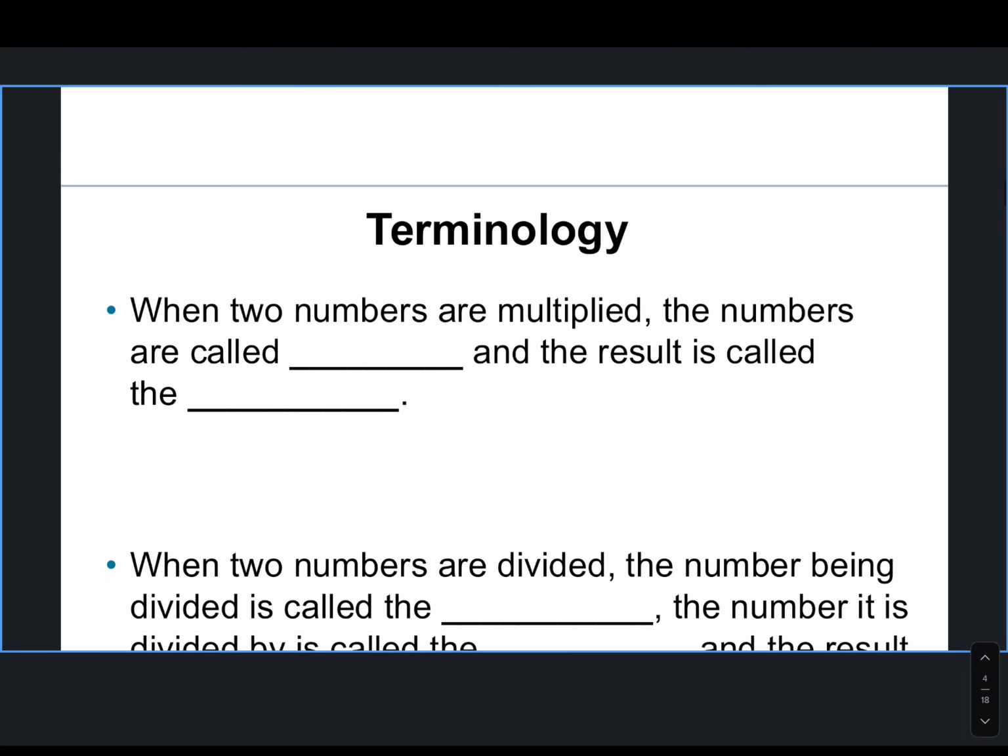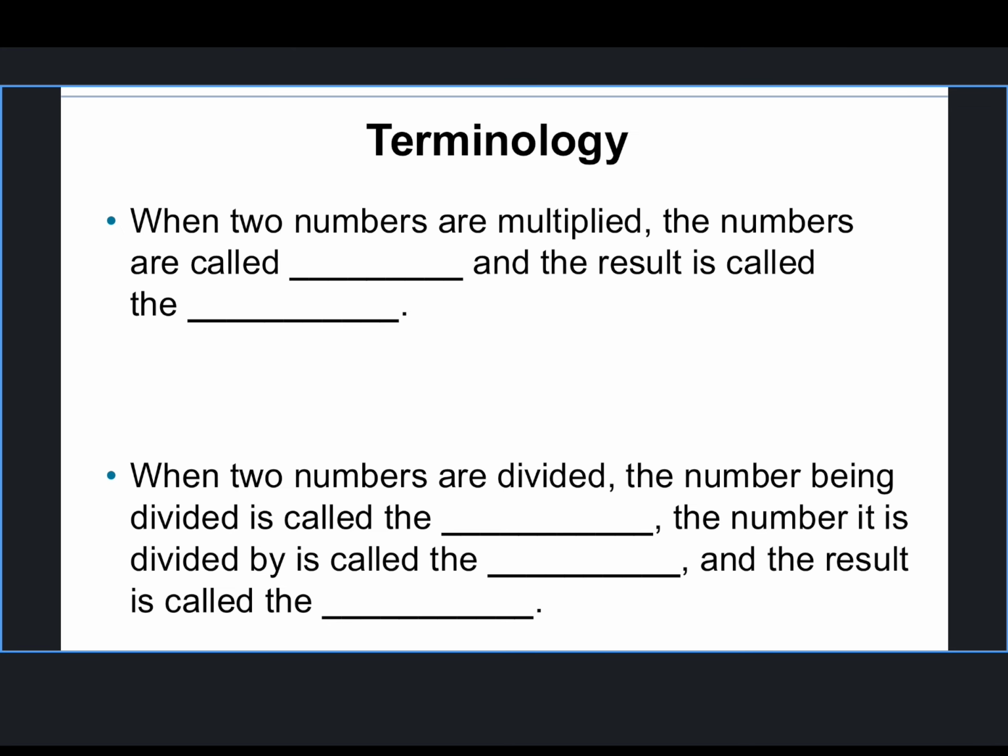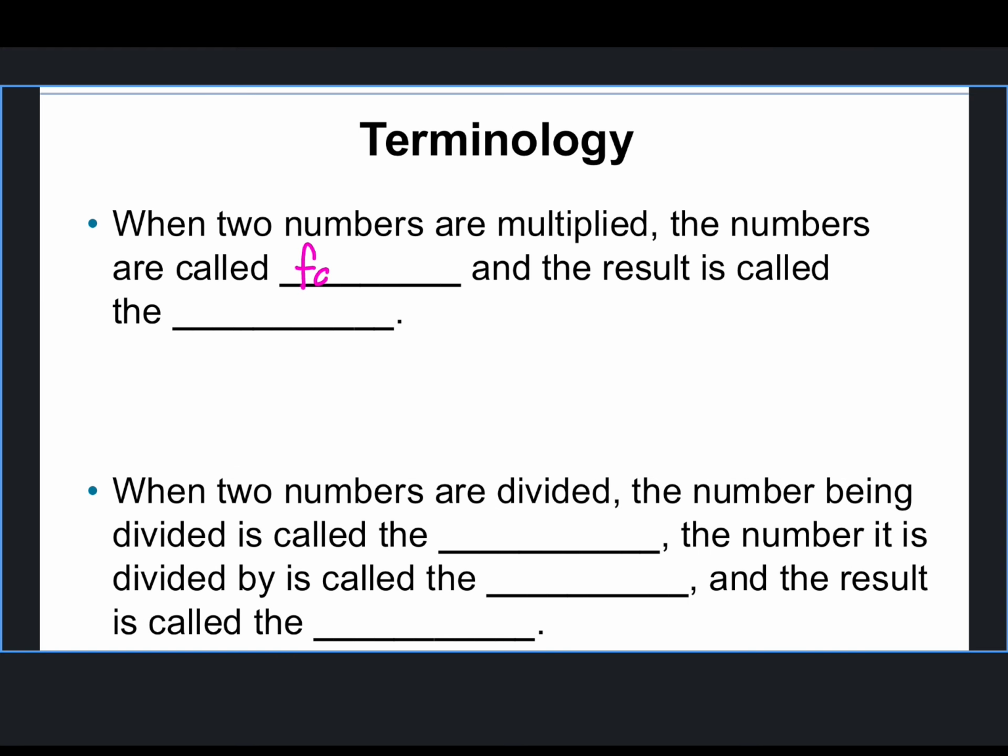Okay, now we're going to move to multiplication. So when two numbers are multiplied, the numbers are called, not terms anymore, they're called factors, starts with an F. I have to be careful anytime we start with a word that begins with an F. And the result of multiplication is called a product. It's a product.